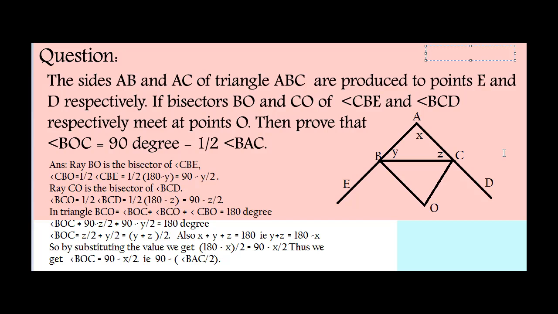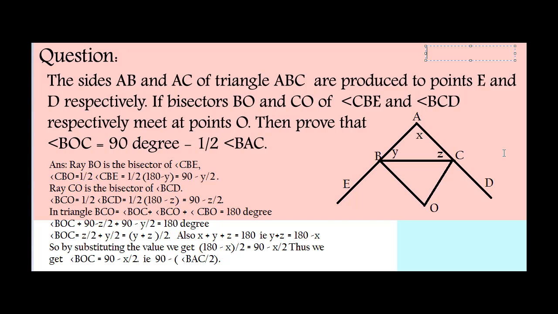But we know that x plus y plus z equals 180 degrees. So from that we get y plus z equals 180 minus x. So by substituting the value we get 180 minus x by 2.